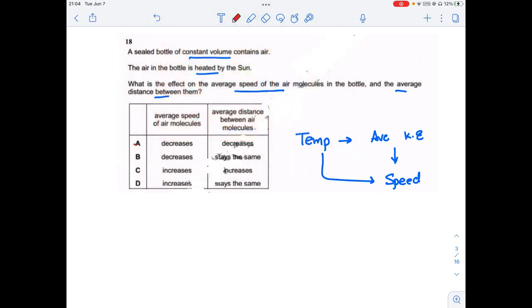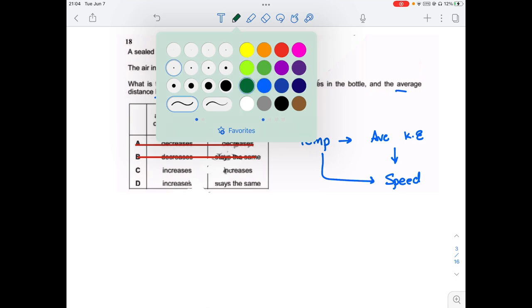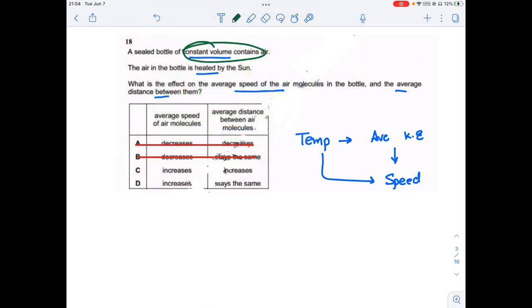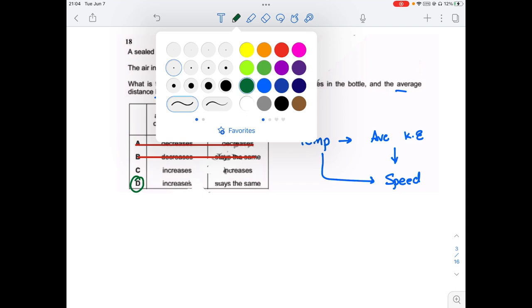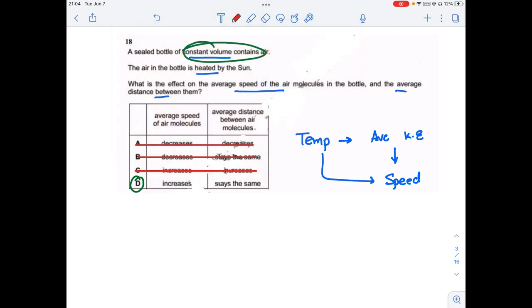So the first option, A, is wrong. The second option, B, is also wrong. So the answer has to be either C or D. Now, another key point told here is that the volume is constant. If the volume is constant, obviously the distance is not increased; it is going to remain the same. So option D is going to be the correct answer. Option C is wrong because the distance is not increasing. That's going to be the answer.